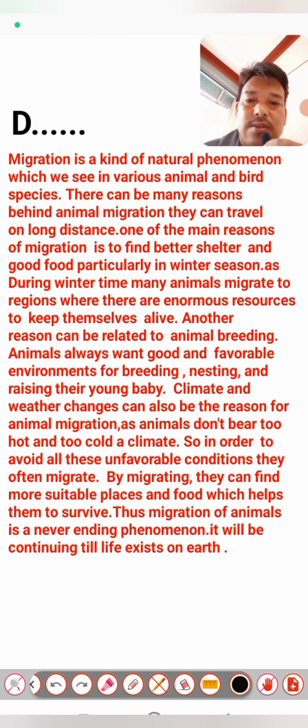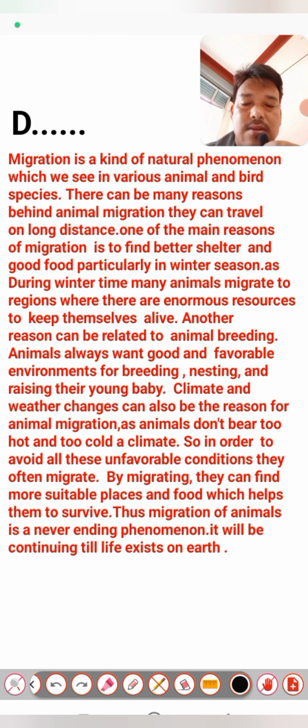Animals cannot bear too much hot or too much cold climate. So in order to avoid all these unfavorable conditions, they often migrate. By migrating, they can find more suitable places and food, which helps them to survive. And thus migration of animals is a never-ending phenomenon. It will continue till life exists on the earth.